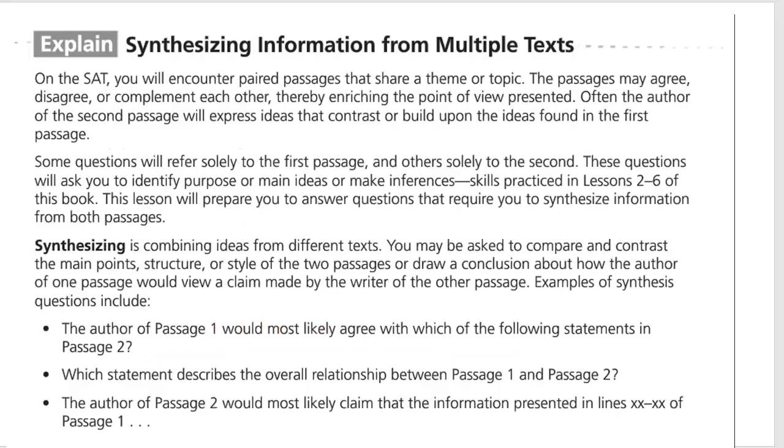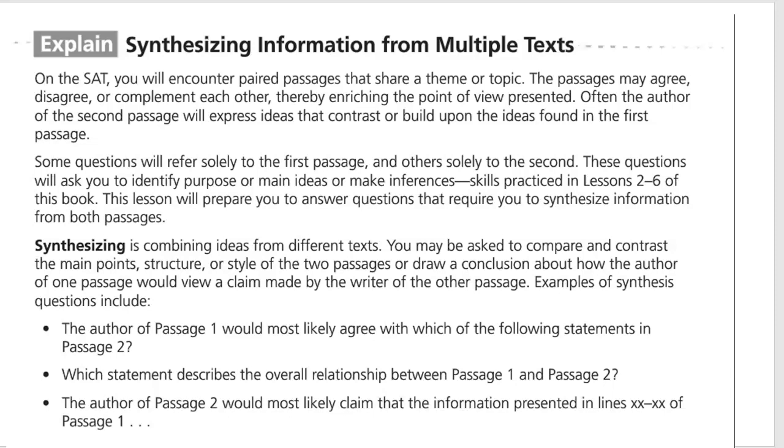On the SAT, you will encounter paired passages that share a theme or topic. The passages may agree, disagree, or complement each other, thereby enriching the point of view presented. Often the author of the second passage will express ideas that contrast or build upon the ideas found in the first passage. Some questions will refer solely to the first passage and others solely to the second. These questions will ask you to identify purpose or main ideas or make inferences, skills practiced in our previous modules, so modules 1 through 5. The lesson will prepare you to answer questions that require you to synthesize information from both passages.